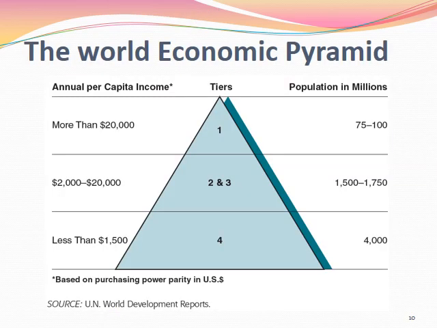The World Economic Pyramid. This is a bit of an old picture, sorry for that. I couldn't get an updated one here. I just want to compare the annual per capita income in the world versus the population in millions. More than 20,000 American dollars: how many people are living in the world like that? Only 75 to 100 million. In the second, or middle tier, 2,000 to 20,000 US dollars, 1,500 to 1,750 million people are living.